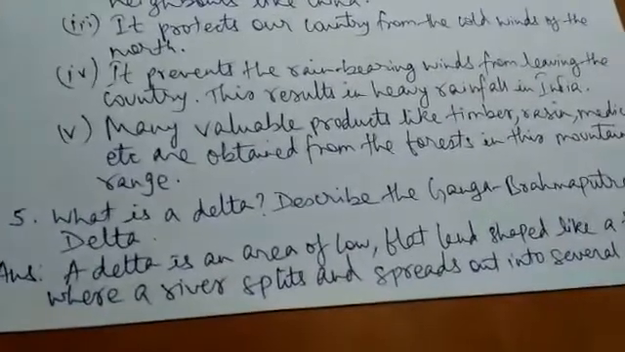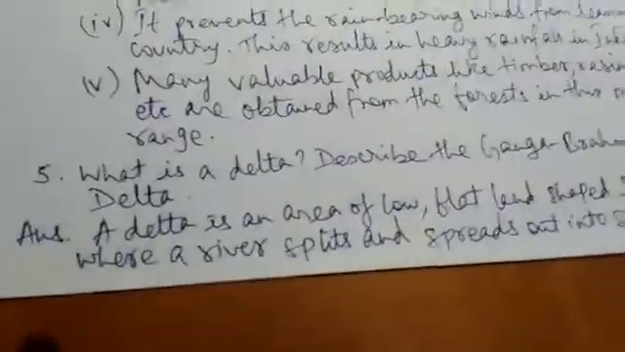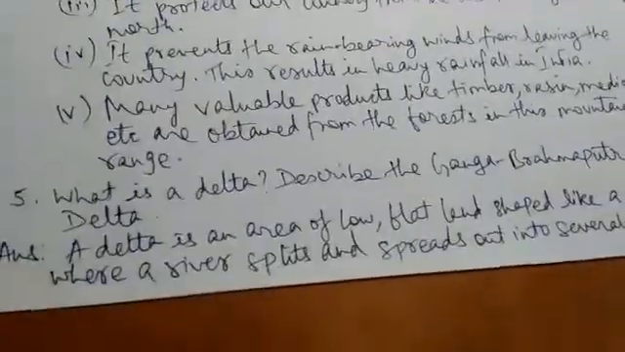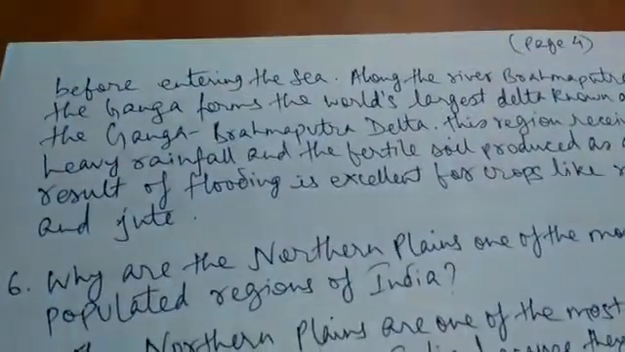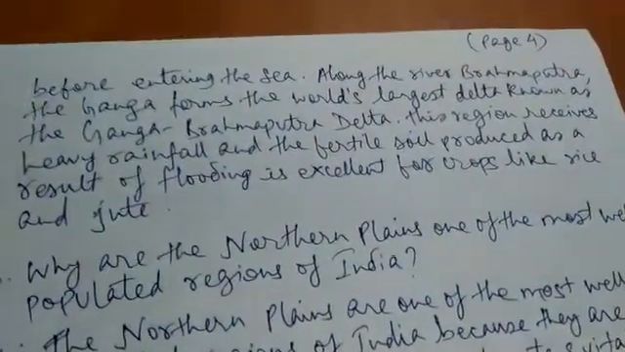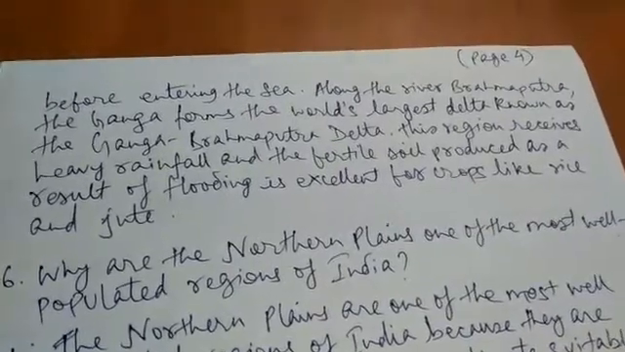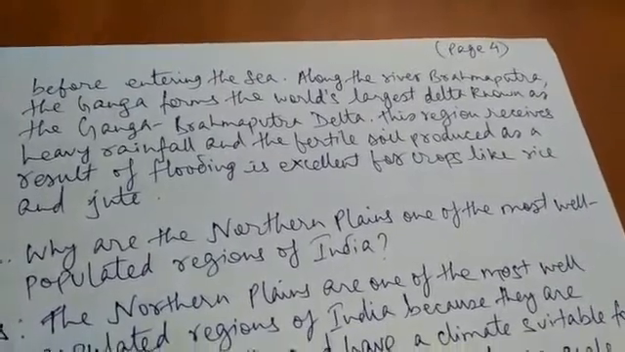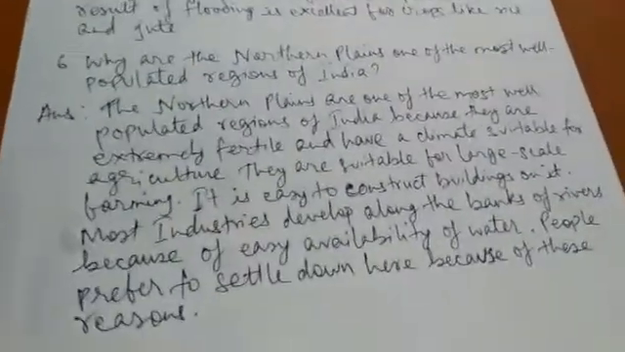Question number 5, what is a delta? Describe the Ganga-Brahmaputra delta. So the answer is, a delta is an area of low, flat land shaped like a triangle where a river splits and spreads out into several branches before entering the sea. Along with the river Brahmaputra, the Ganga forms the world's largest delta known as the Ganga-Brahmaputra delta. This region receives heavy rainfall and the fertile soil produced as a result of flooding is excellent for crops like rice and jute.